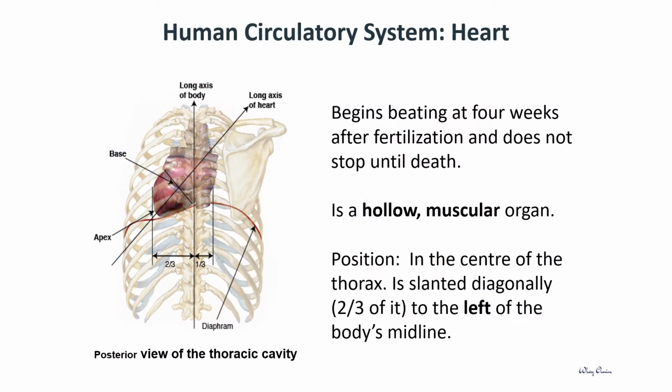The heart is a hollow organ which is muscular. Hollow means it has an empty space within the organ, and this organ is able to beat at the early stage of embryo development, and it only stops beating when the human is dead. Even though the organ is located at the center of the thorax, if we observe from the posterior view of the thoracic cavity, the heart is positioned diagonally, or we say two-thirds of it is slanted left to the body's midline.